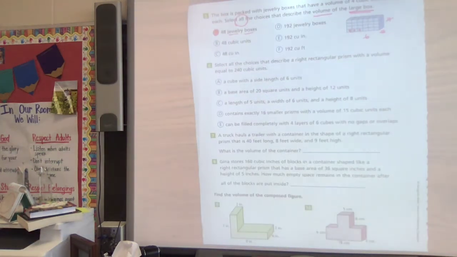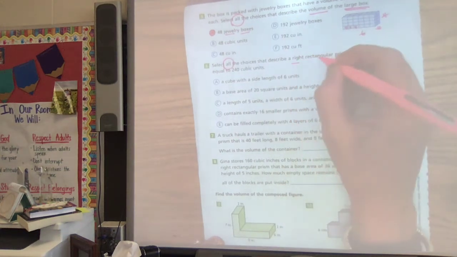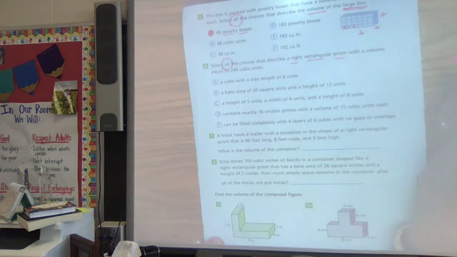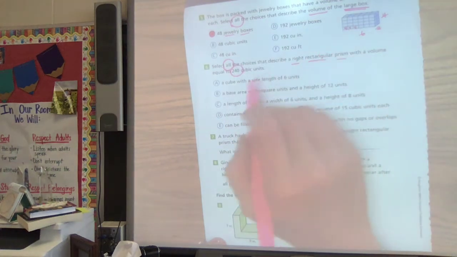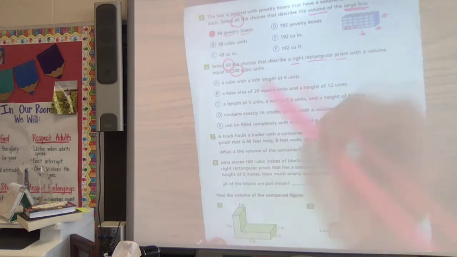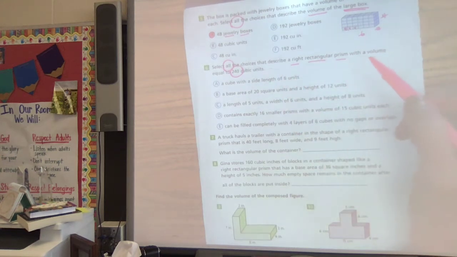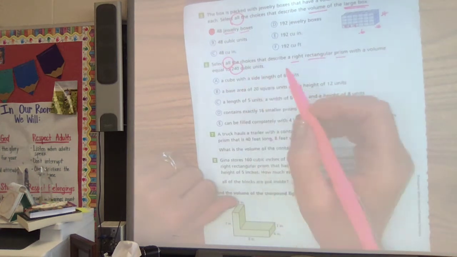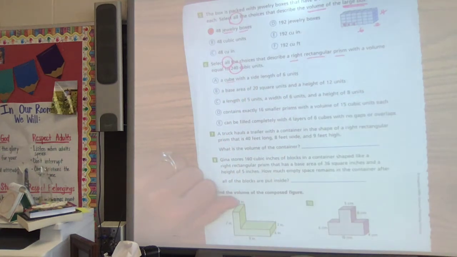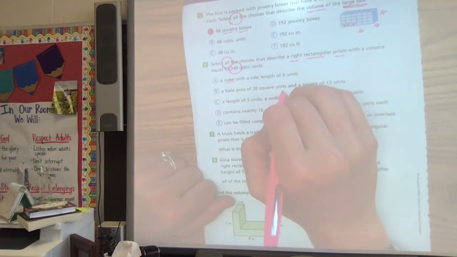Number 6. Select all the choices that describe a right rectangular prism with a volume of 240. We've been doing stuff like this. Which of these is going to give you 240? So A says a cube. Oh, what do I know about a cube?